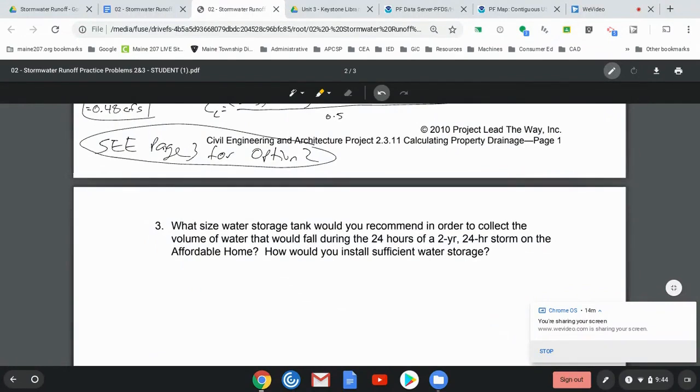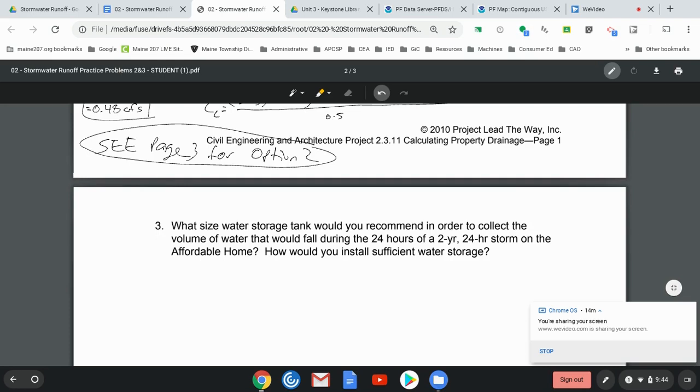What size water storage tank? So question 3: what size water storage tank would you recommend in order to collect the volume of water that would fall during the 2-year, 24-hour storm on the affordable house? How would you install sufficient water storage?